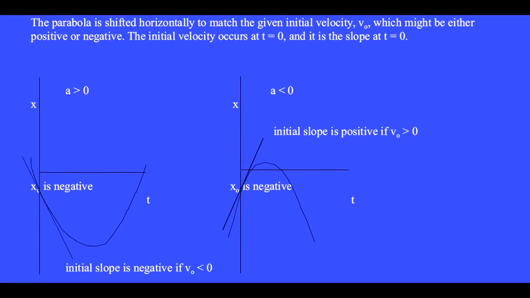The parabola is shifted horizontally to match the given initial velocity, v sub 0, which might be either positive or negative. The initial velocity occurs at t equals 0, and it is the slope at t equals 0. On the left, the initial slope is negative because v 0 is negative. On the right, the initial slope is positive because v 0 is positive.